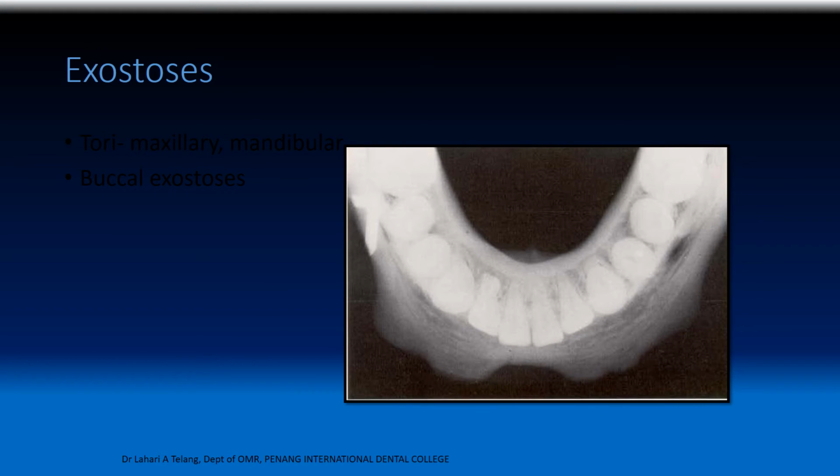Exostosis, these are actually not tumors, they are hamartomas. This is an example of mandibular bilateral bony exostosis. They can also be seen as buccal exostosis in the maxilla as well.